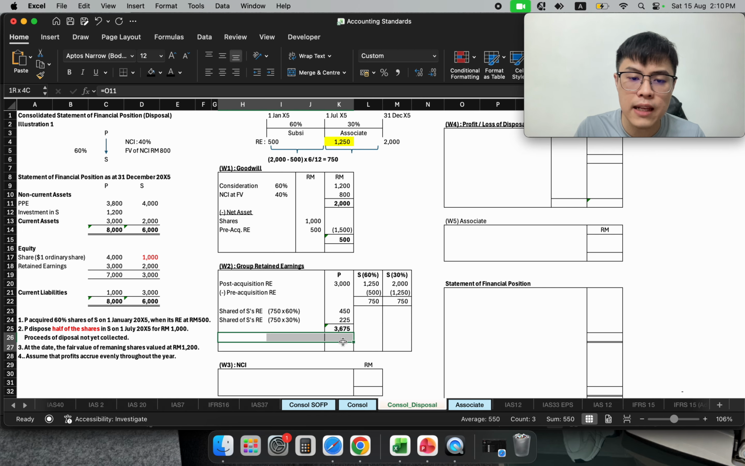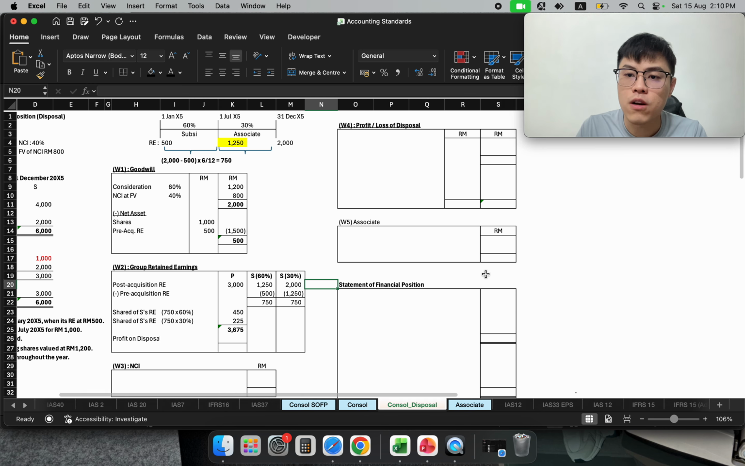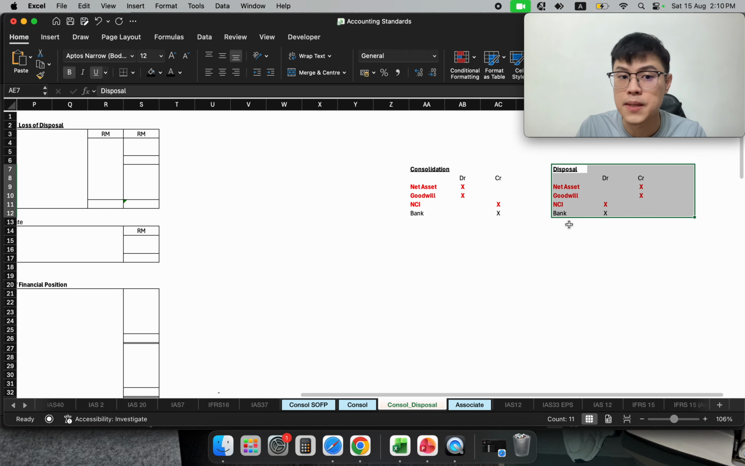As you can see, I leave one place for this particular item. This item, we will call it profit on disposal or loss on disposal. Please bear in mind, every time we dispose and lose control of a subsidiary, we are going to calculate profit on disposal or loss on disposal. And before we do that, technically we can use the disposal journal entry to find it out. Later we will see.